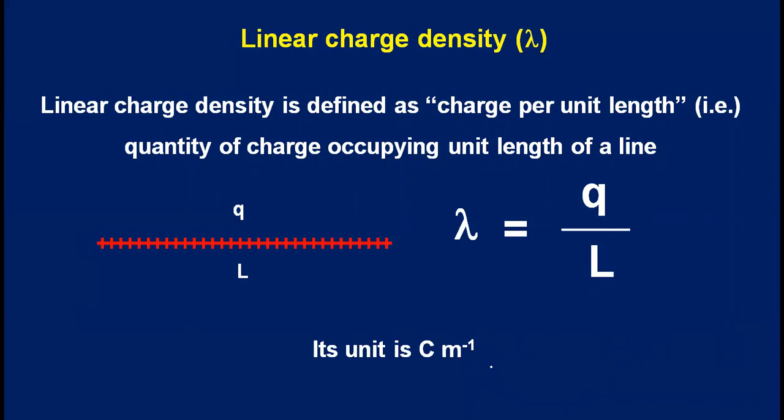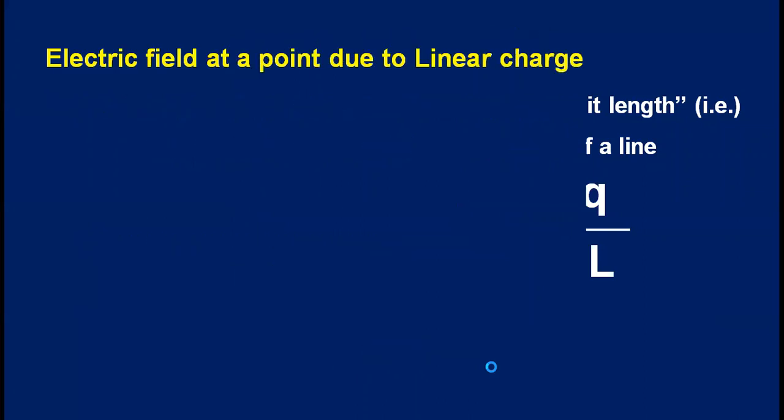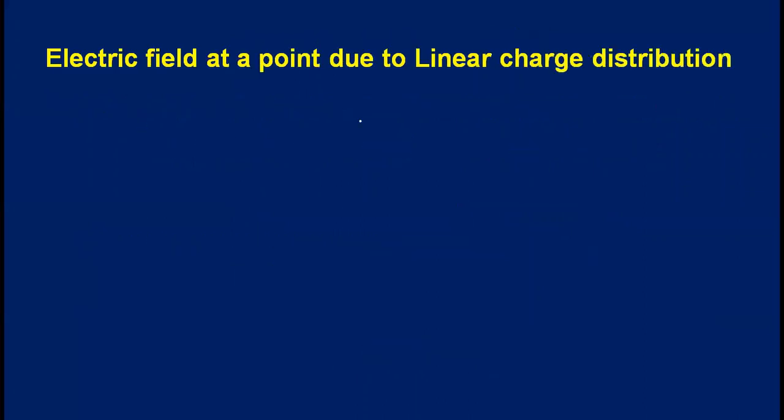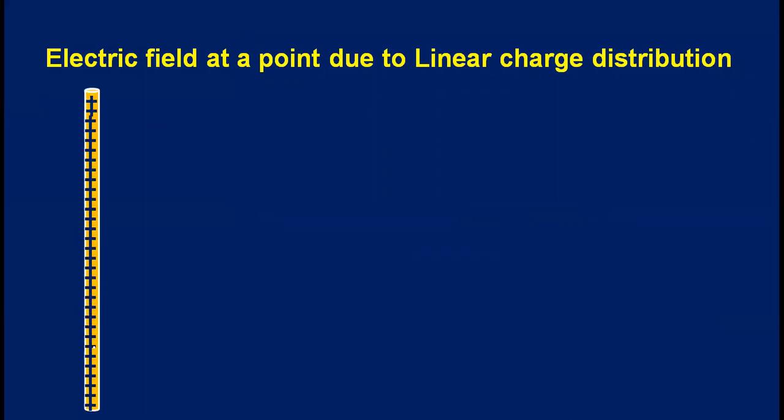Now we will go into how to find electric field during linear charge distribution. So, electric field at a point due to linear charge distribution. You know, linear charge distribution is a continuous charge distribution type. So how to find electric field due to linear charge distribution? Let me consider a thin wire. The charges are uniformly distributed on the wire. You can see the charges form a straight line. So it's a linear charge distribution.